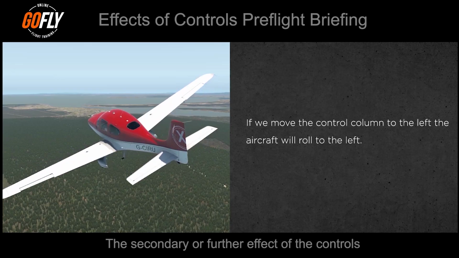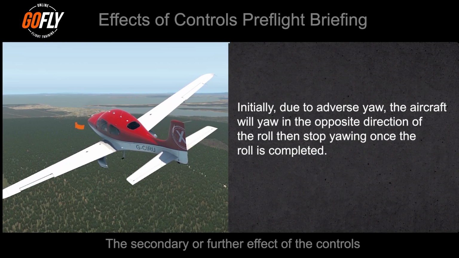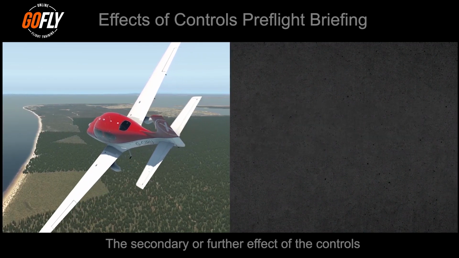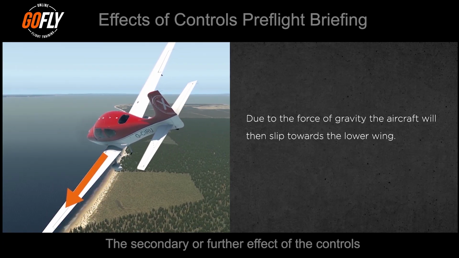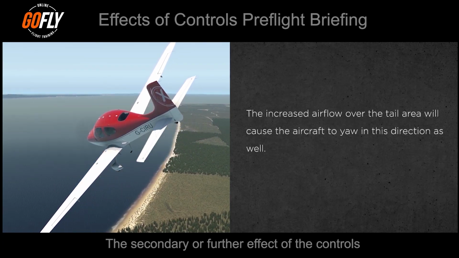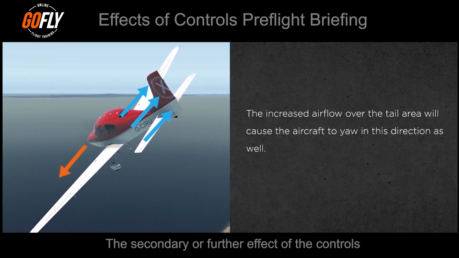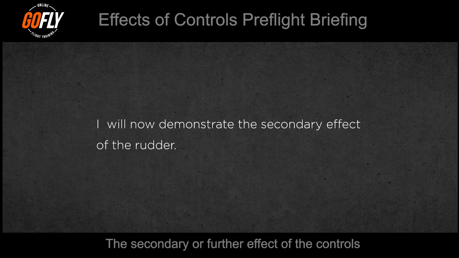If we move the control column to the left, the aircraft will roll to the left. Initially, due to adverse yaw, the aircraft will yaw in the opposite direction of the roll. Due to the force of gravity, the aircraft will then slip towards the lower wing. The increased airflow over the tail area will cause the aircraft to yaw in this direction as well. The secondary effect of aileron is adverse yaw, slip, then yaw.